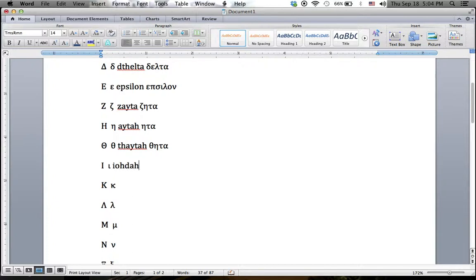Iota. That way it's a little snug. Iota in Greek just makes an "eh" or an "I" sound, depending, or more of an "E" sound: iota. Then kappa. It's pretty much spelled how it looks.